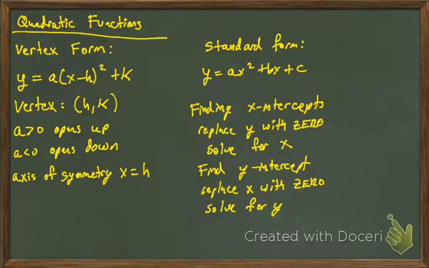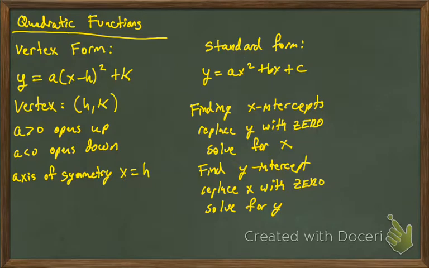Okay, in this video we're going to look at quadratic functions. So our parabolas, on the left there we have what's called vertex form, y equals a times the quantity x minus h squared plus k. H comma k is going to be the vertex.